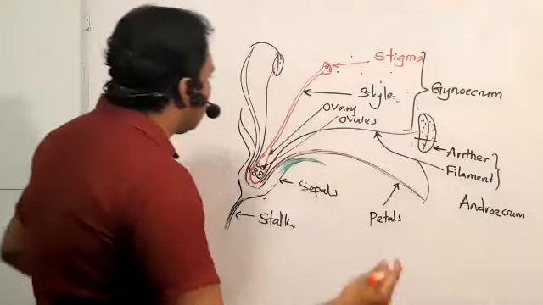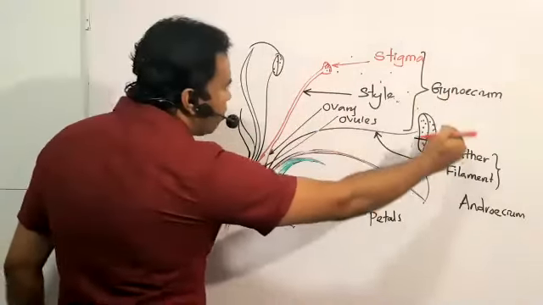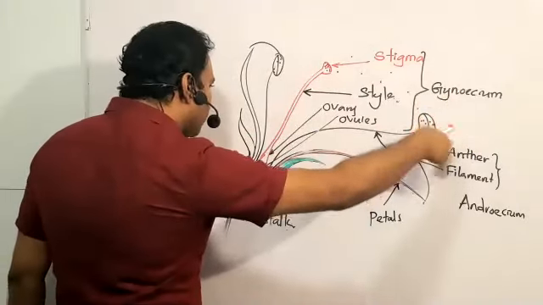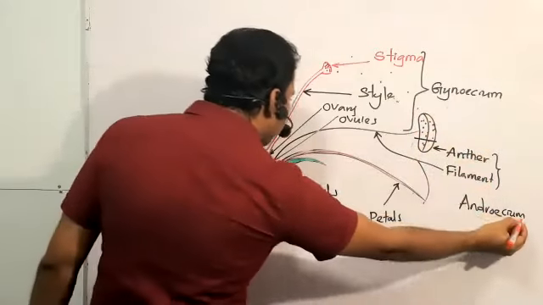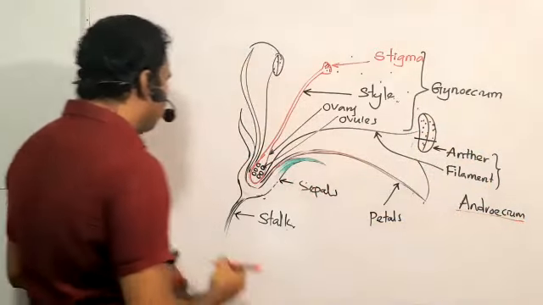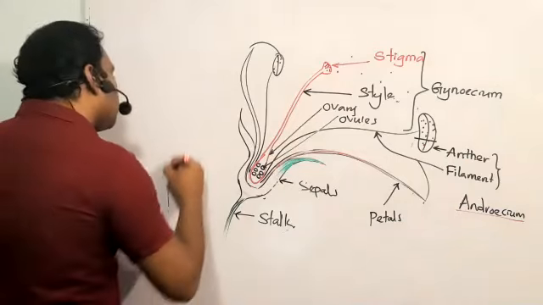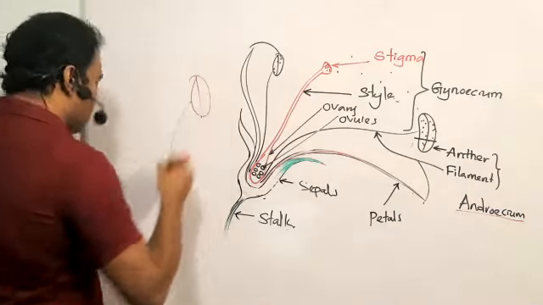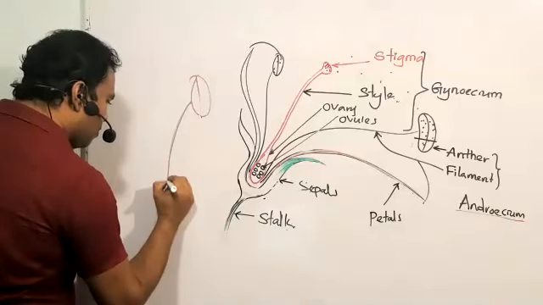Good. So next, what's the function of this anther and filament? So that means androecium. Function of the androecium. If you separately draw that. Production of pollen grains. Yes. Production of pollen grains. Okay, very good.